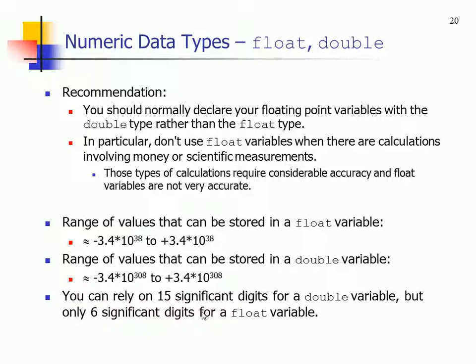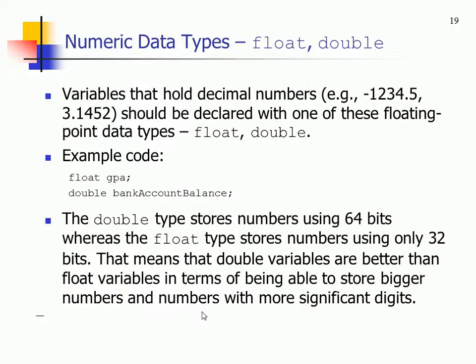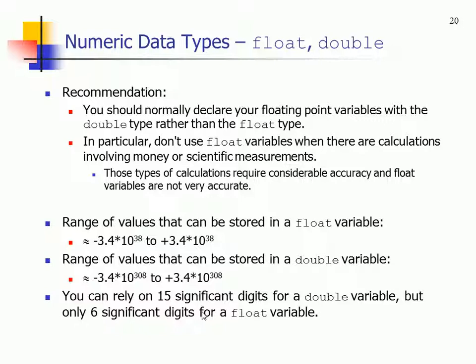So if you're storing a GPA that's 1 digit at the front and 2 at the end, why would I want to store it in double that's 64 bits? Isn't that crazy? Wouldn't it make sense to use float 32? All right, we'll see why. It says in particular, don't use float variables when there are calculations involving money or scientific measurements. Those type of calculations require considerable accuracy, and floats are not accurate.